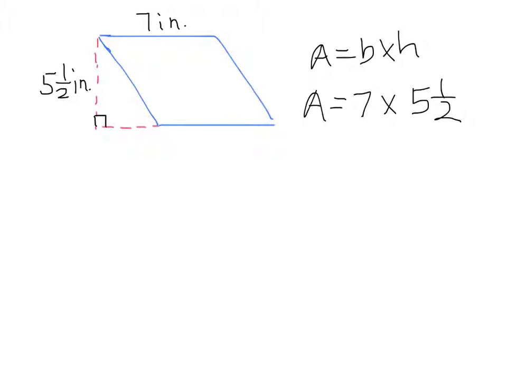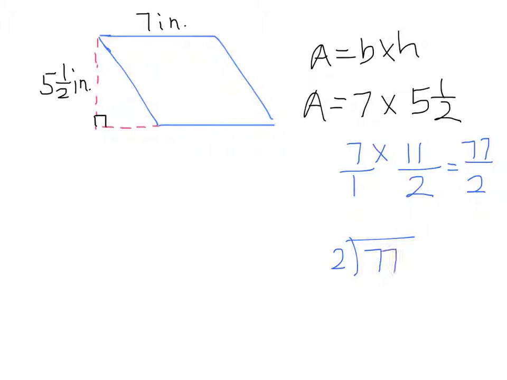5.5, right? So now this is where your multiplication of fractions comes in handy. So you change 5.5 to what? 11 over 2. Very good. 7 stays the same, or you can make it 7 over 1, and you make this 11 over 2, and then you multiply across. So 7 times 11 is 77 over 2. How many times does 2 go into 77? 38.